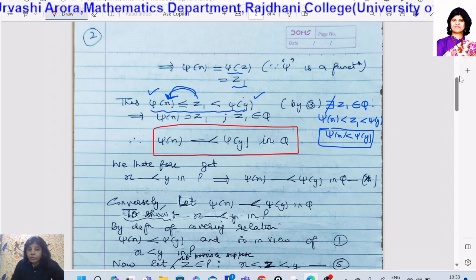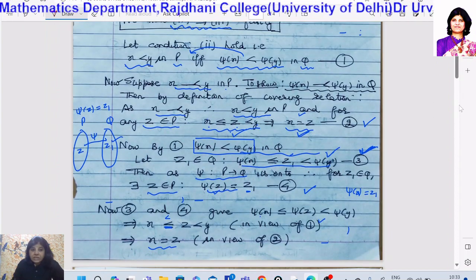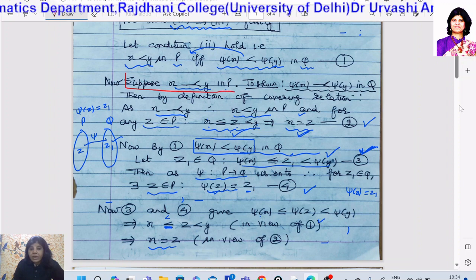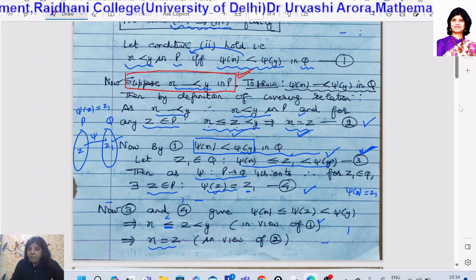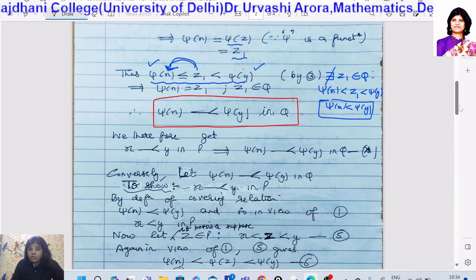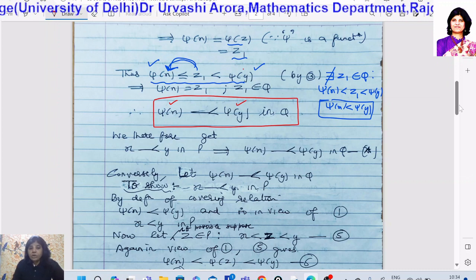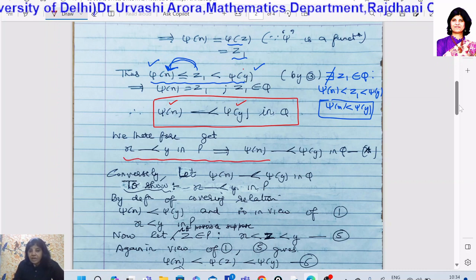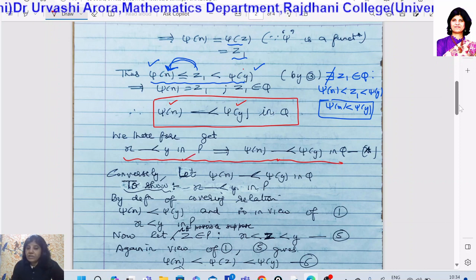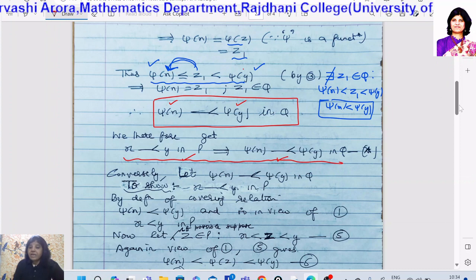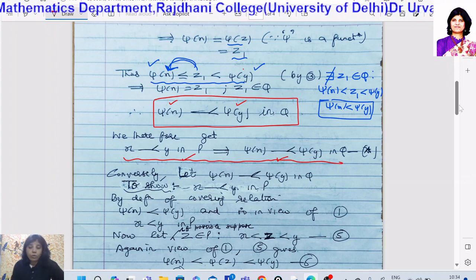And what is it that you started with in the beginning? In the beginning, you started with this fact: suppose x is covered by y in P. So if x is covered by y in P, we have got that their images also behave in the same way. That is, psi x is covered by psi y in Q. So this is the line that we have, that if x is covered by y in P, then their images also behave in the same way, which means that psi x is covered by psi y in Q. So I'm marking this as star. This is one conclusion that we get.